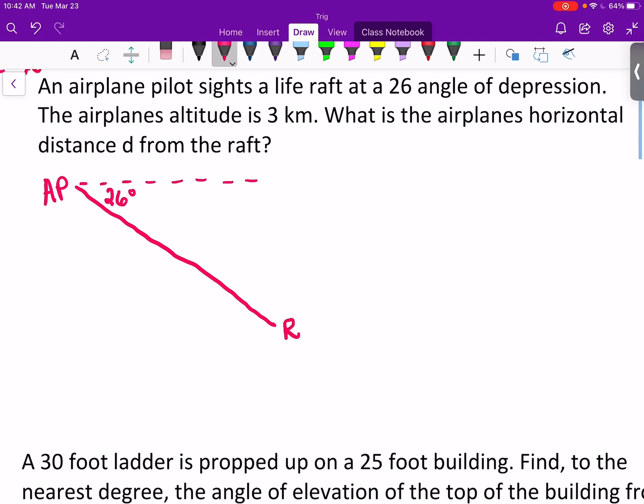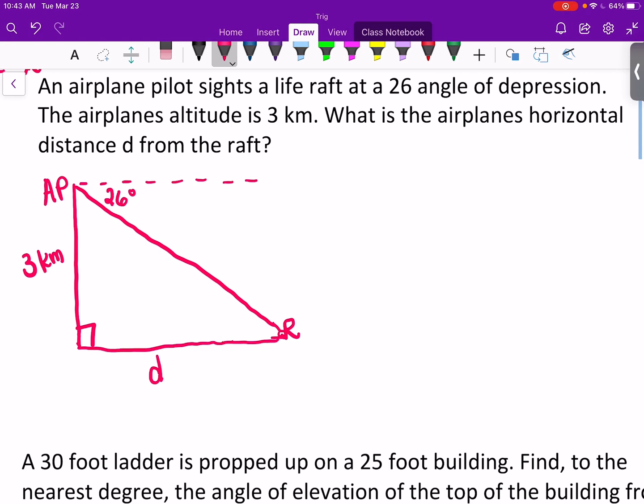It says the airplane's altitude is 3 kilometers. That means it is 3 kilometers off of the ground. So that is this length right here. So now we have created a right triangle. And we want to know what is the airplane's horizontal distance, D, from the raft. So we want the horizontal distance, which is down here, the base of our triangle.